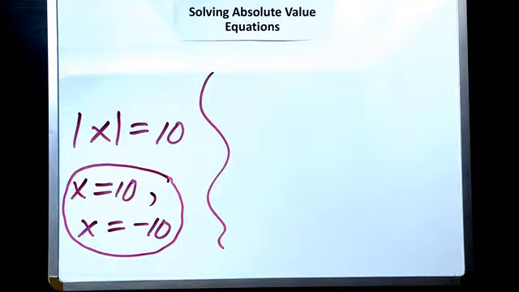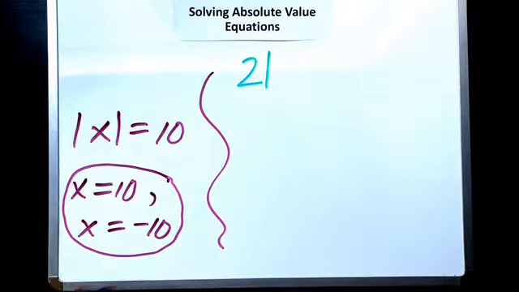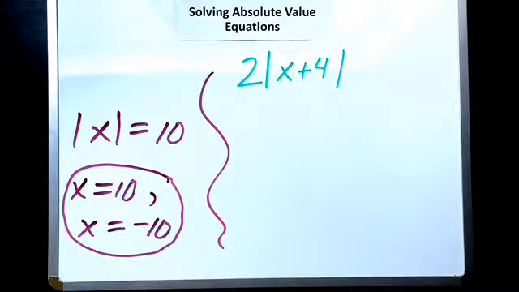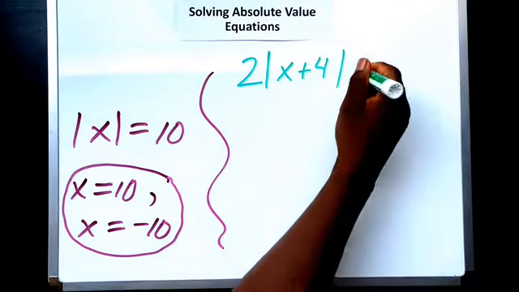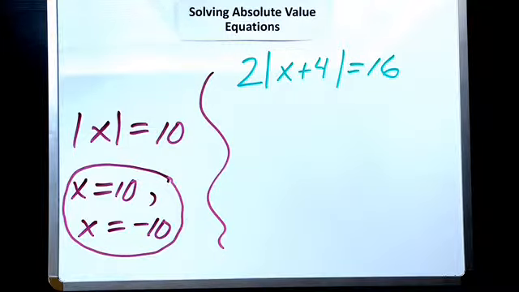There are two values. So with that in mind, I'm going to leave that over there, and we're going to solve a problem that involves finding the absolute value when given an equation. So let's say I have 2 times the absolute value of x plus 4, and I set that equal to 16. Now examine that for a moment.